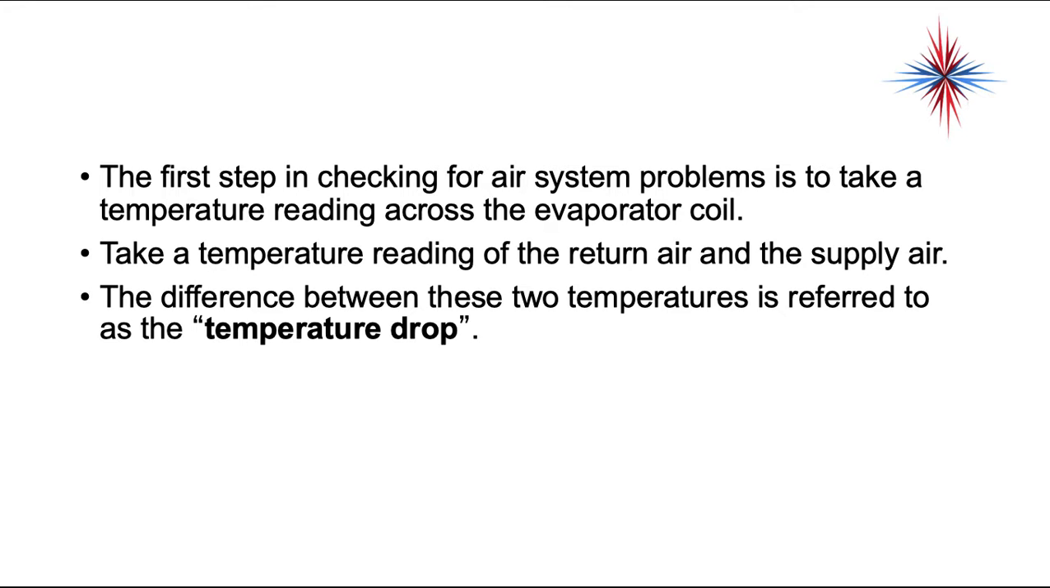The first step in checking for air system problems is to take a temperature reading across the evaporator coil. In other words, you're going to be taking a temperature reading of the return air and the supply air. You might as well take your wet bulb temperature also at the return air. It makes a difference. But the difference between the two dry bulb temperatures, that's supply to return, is called temperature drop.